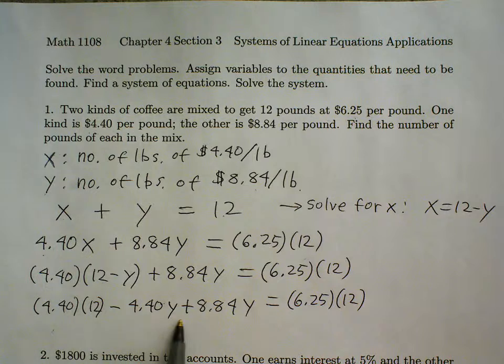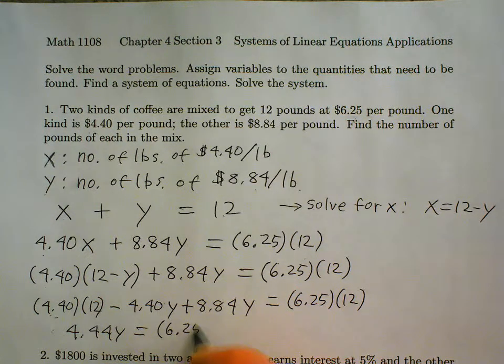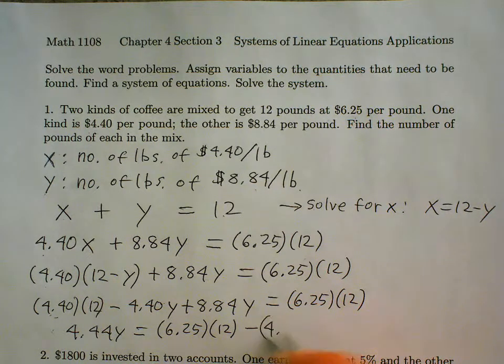So on the left-hand side, we can combine like terms, the minus 4.40y plus 8.84y. That's going to simplify to positive 4.44y. And in the same step, we'll subtract 4.40 times 12 from both sides. So on the right-hand side, we have 6.25 times 12 minus 4.40 times 12.